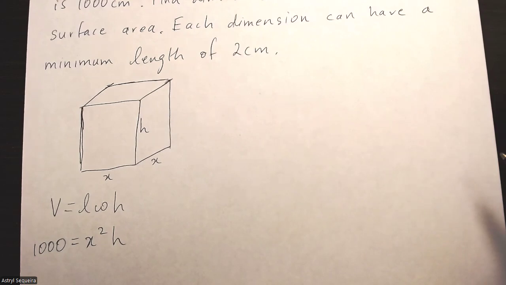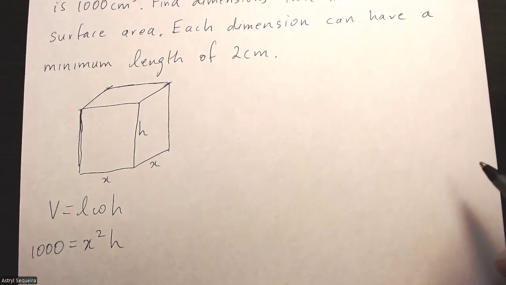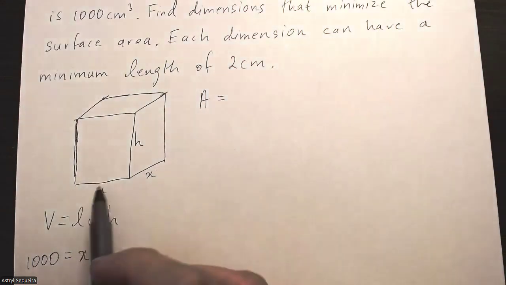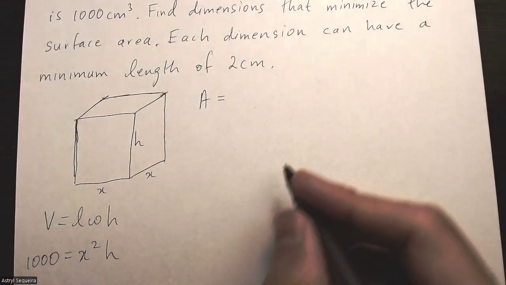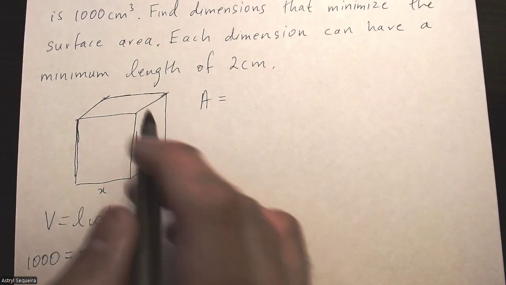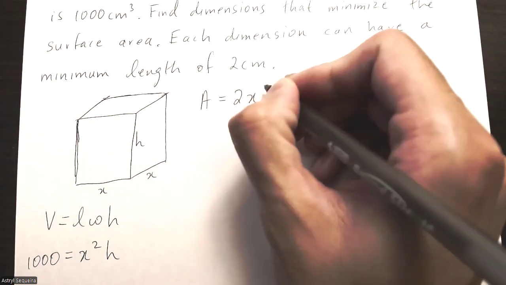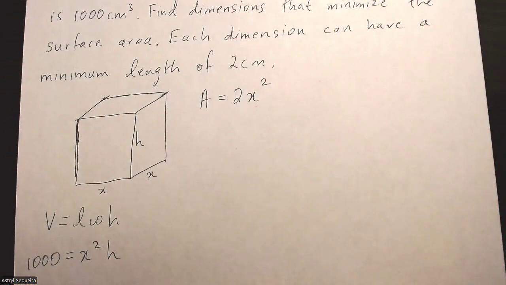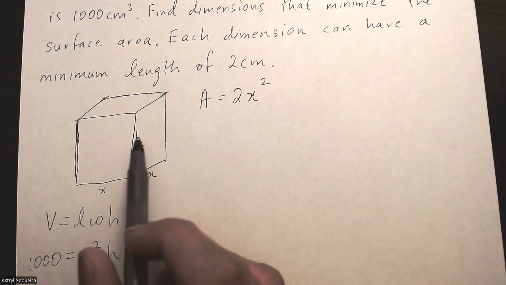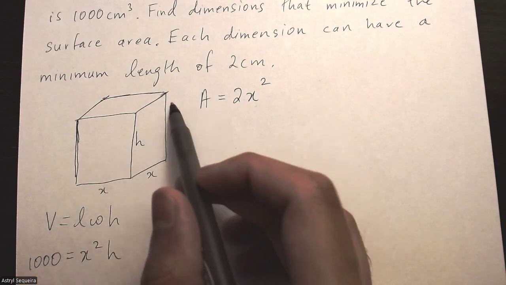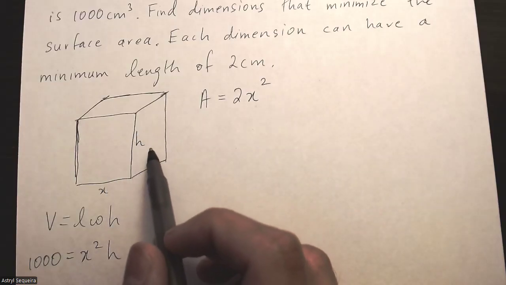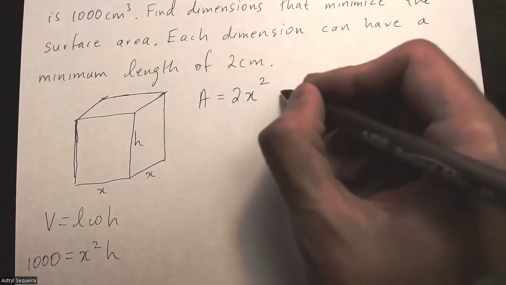Now I need to come up with a second equation for my surface area. So the surface area of this entire figure, so area of the bottom is just x times x, which is x squared. And then I'm going to multiply that by 2 for the top and the bottom. So it's just going to be 2x squared. That's the top and the bottom. And then the area of this front over here is just x times h. The area of the back is also x times h. The area of the right side is also x times h. And then the left side is also x times h.